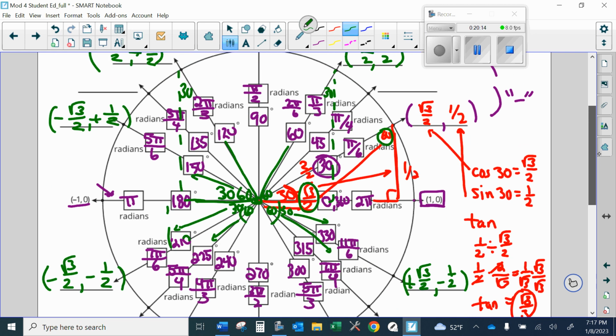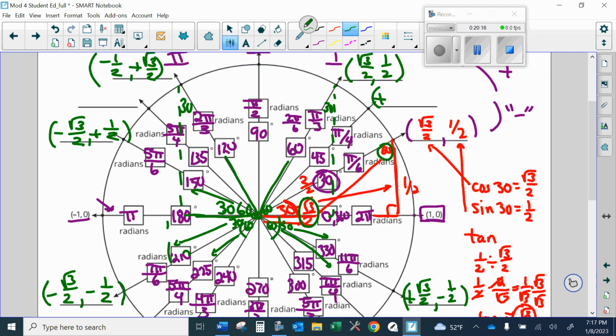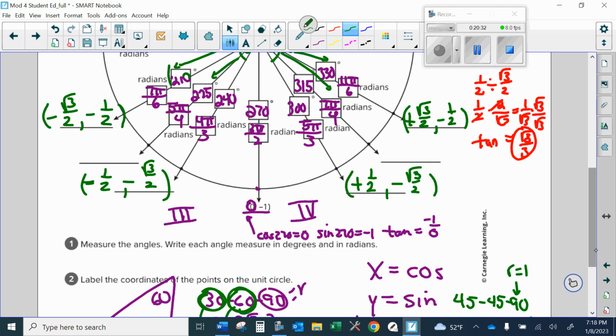So real easy on the 45, since it's positive and positive in quadrant 1: root 2 over 2, root 2 over 2. Quadrant 2, we know it's negative, comma, positive. Root 2 over 2 doesn't change each time. Quadrant 3, we know they're both negative. Negative and negative, root 2 over 2, root 2 over 2. And quadrant 4, we know it goes positive, negative. Root 2 over 2, root 2 over 2.